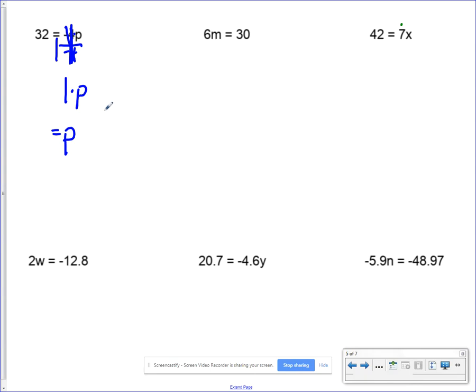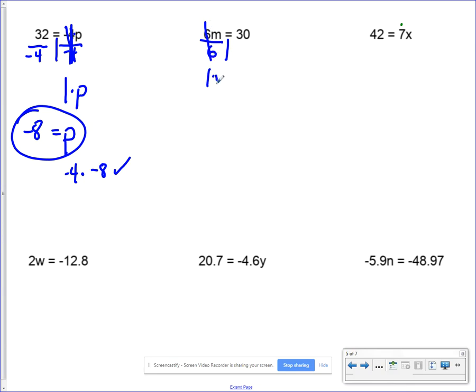So you have to be fair and do the same thing over there. Double check, negative 4 times my variable p, which I just said was negative 8. This one you can probably see in your head, but I want you to show me the work anyway. To get the variable by itself, I have to divide by 6. 6 divided by 6 is 1. 1 times m is m. Be fair and do the same thing over there. Check your answer. Yes, yes, yes, 6 times 5.